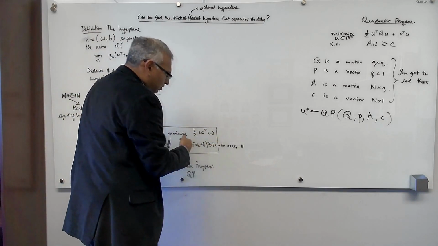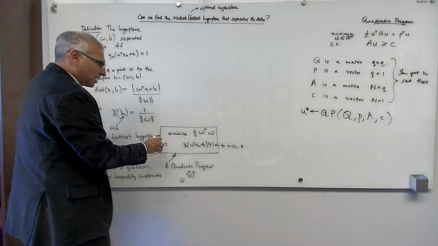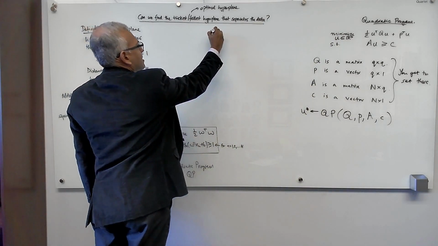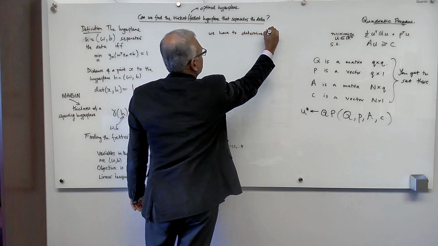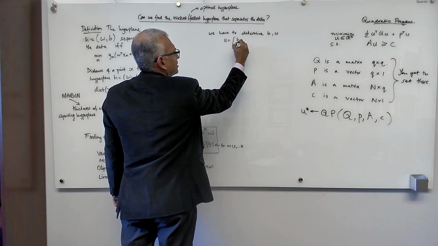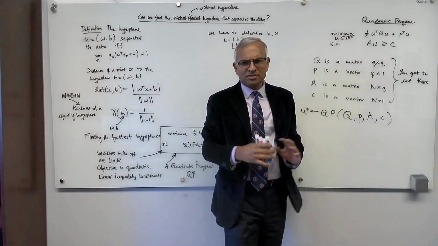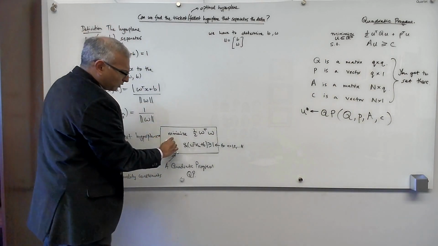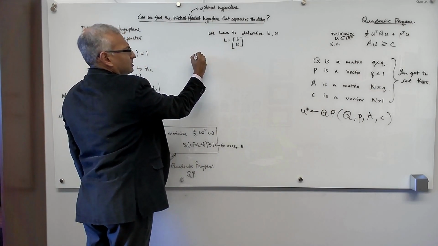So let's see what our optimization problem is. Remember, U are the variables. So what do we have to decide? We have to determine B and W. So let's define U equals B and W. Let's combine B and W into one vector, because that's the way in which this program is formulated. And what we want to minimize is 1/2 W transpose W.